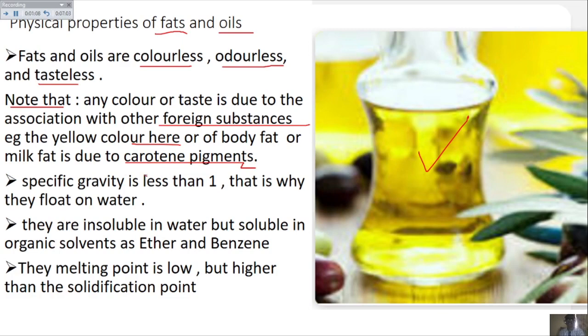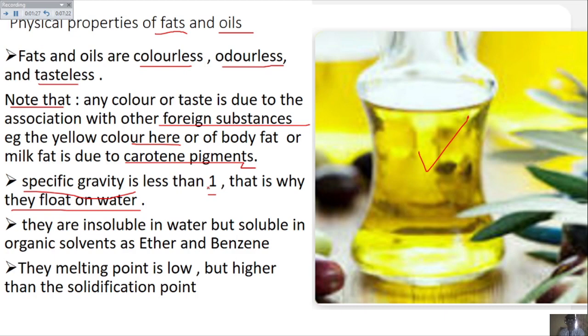Now let's talk about their specific gravity, how heavy they are. They are less than 1. That is why they float on water. I don't know if you have tried it. You can put a small oil in water, you discover that it floats. Why? Because of the specific gravity that is less than 1.